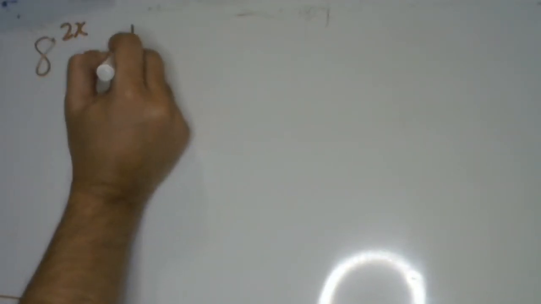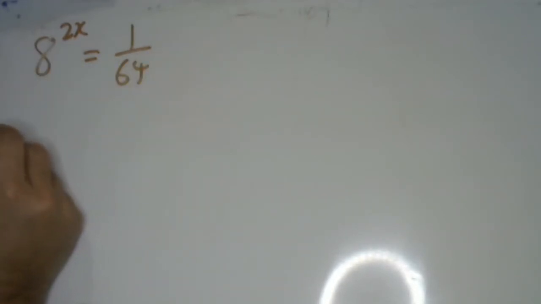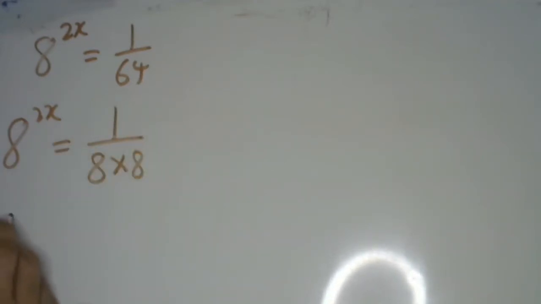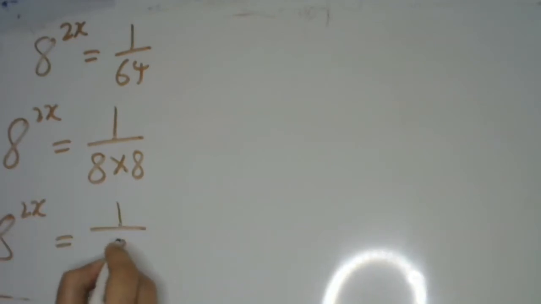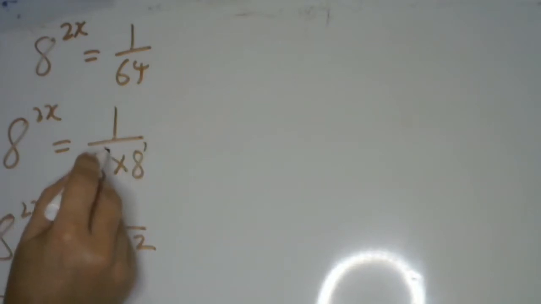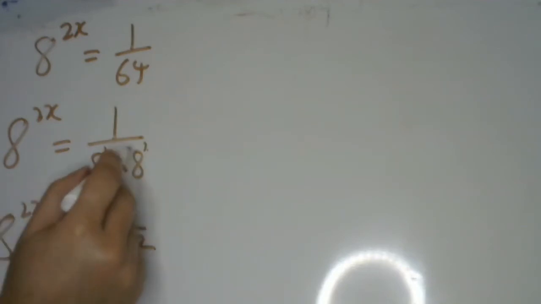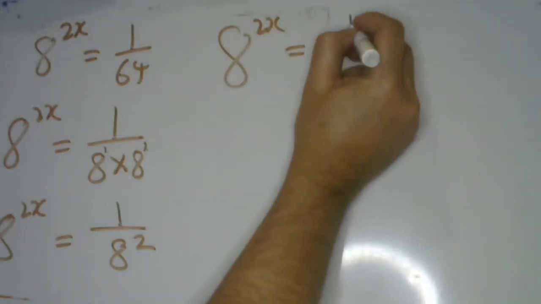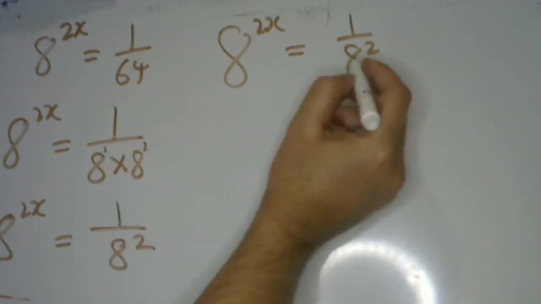Let me go through it again. So I'm constrained by a couple of things. I'm using this space here. a to the 2x is equal to 1 upon 64. This is the same as a to the 2x is equal to 1 upon 8 multiplied by 8. This is the same as a to the 2x equals 1 upon 8 squared. Agree? No, because this is using the rule that when the base is the same, you add the powers. So this becomes a to the 2x is equal to 1 upon 8 squared, but applying this law.